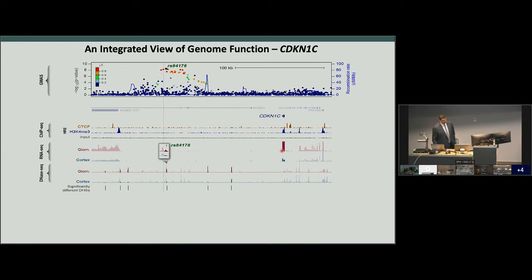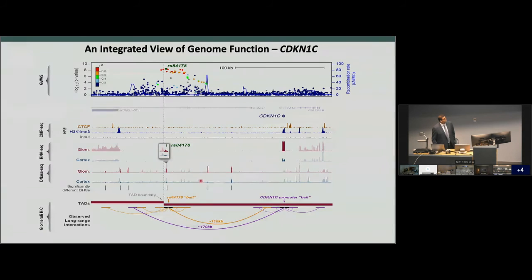We can look at the physical contacts across this region, and we can see that there are long-range contacts between this enhancer and the target gene. So really we're integrating multiple levels of information about how the genome is functioning to have high confidence that that particular SNP is interacting with P57 and potentially affecting its transcription.